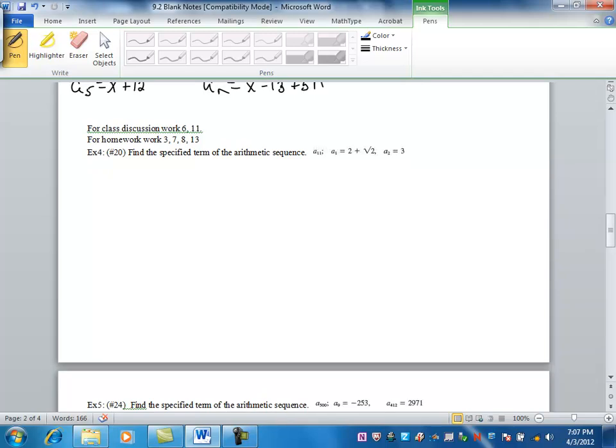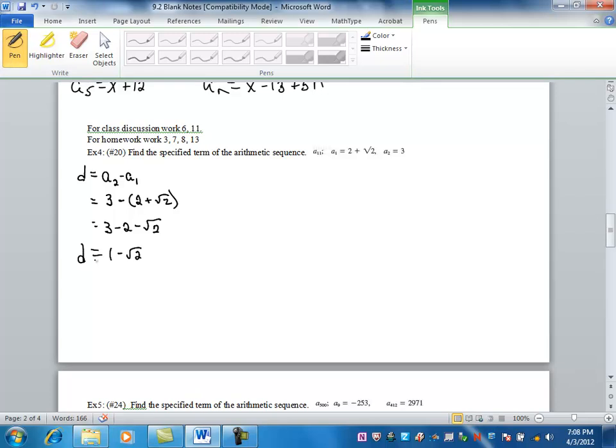We're asked to find a sub 11. Well, the first thing I need to do is find my common difference. And remember that my common difference is found in this case by a sub 2 minus a sub 1. So a sub 2 is 3 minus a sub 1, 3 minus 2 minus radical 2. This gives me 1 minus root 2. There's my common difference.